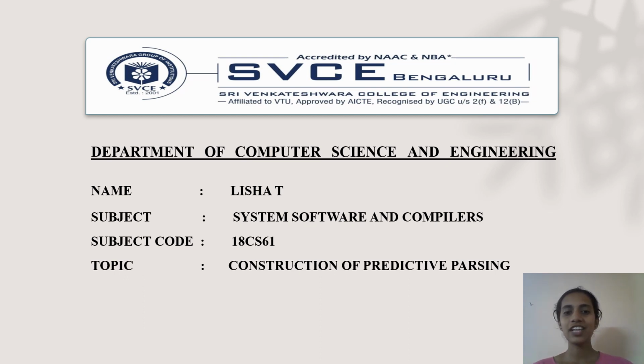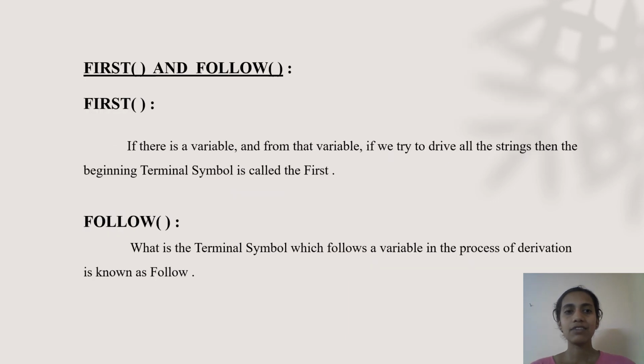In this session, I am going to explain the construction of predictive parsing, and it is related to the subject System Software and Compilers, and the subject code is 18CS61. Before starting predictive parsing, we have to know FIRST and FOLLOW.